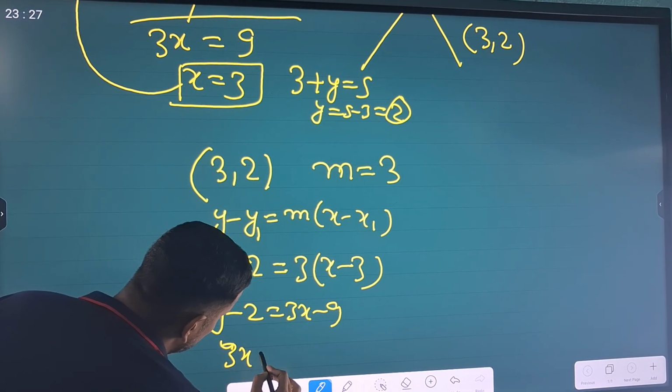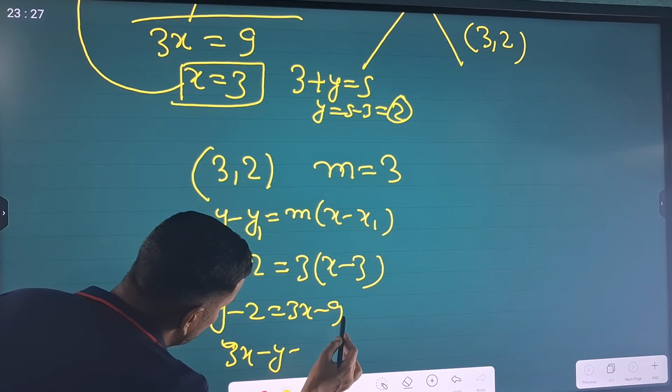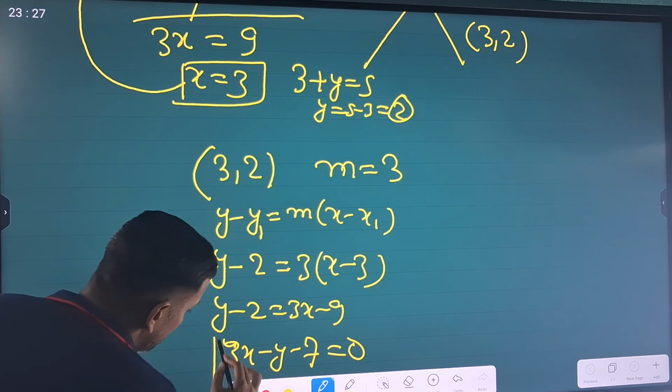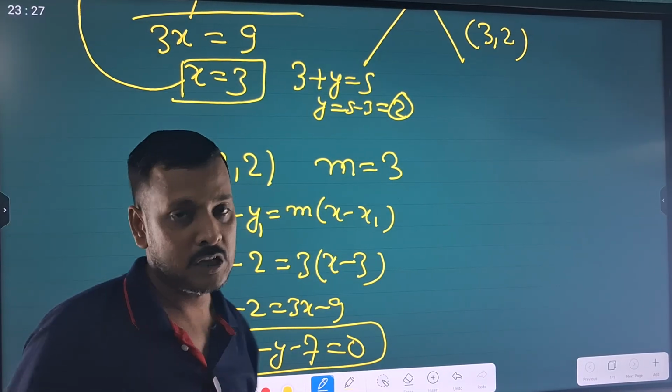3x, this y will go that side, 3x minus y minus 9, and this 2 will go that side, minus 9 plus 2, minus 7. So the equation will be 3x minus y minus 7 equals 0.